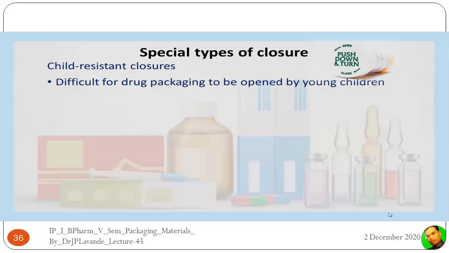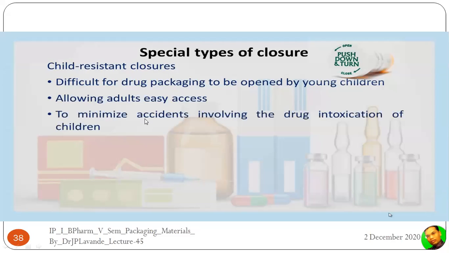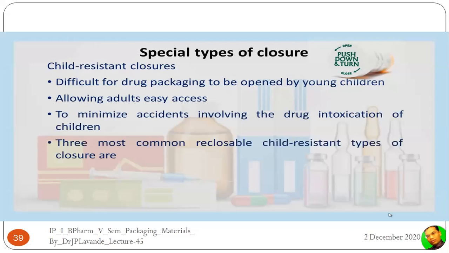Another kind of closure system is the child resistant closure system. That means the child should not be able to open such systems. Only adults can open it, and that too with the help of two hands, not a single hand. One hand is for holding or pushing at the bottom, and then the other hand rotates. Child resistant closures are difficult for young children to open. These allow access to adults only, and this is to minimize accidents involving drug intoxication of children.